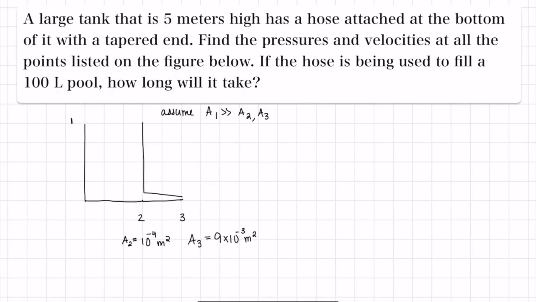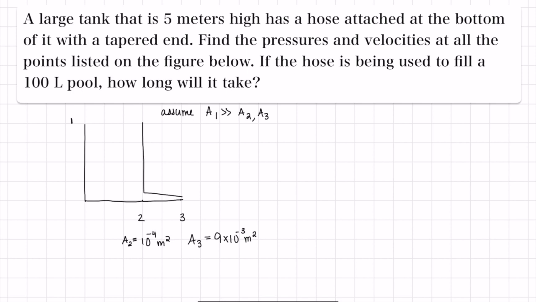A large tank that is 5 meters high has a hose attached at the bottom of it with a tapered end. Find the pressures and velocities at all of the points listed on the figure below. If the hose is being used to fill a 100-liter pool, how long will it take to be filled? Should be added on there.